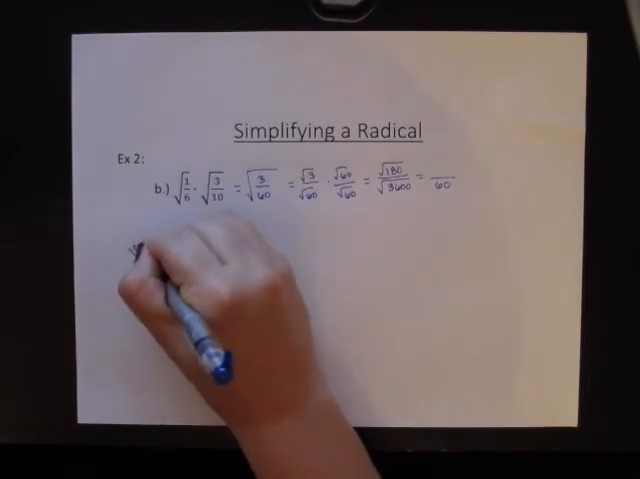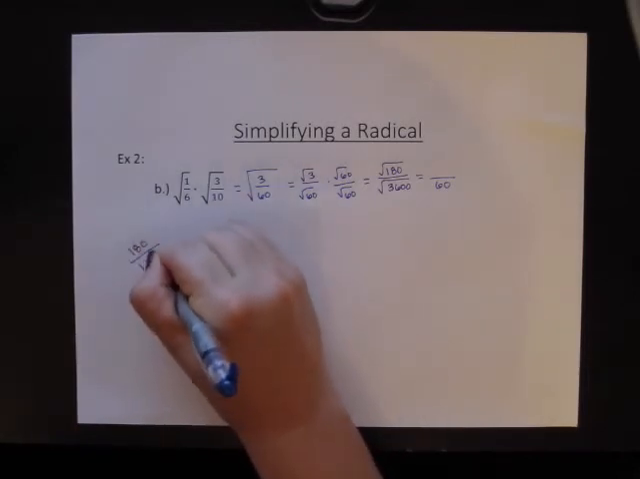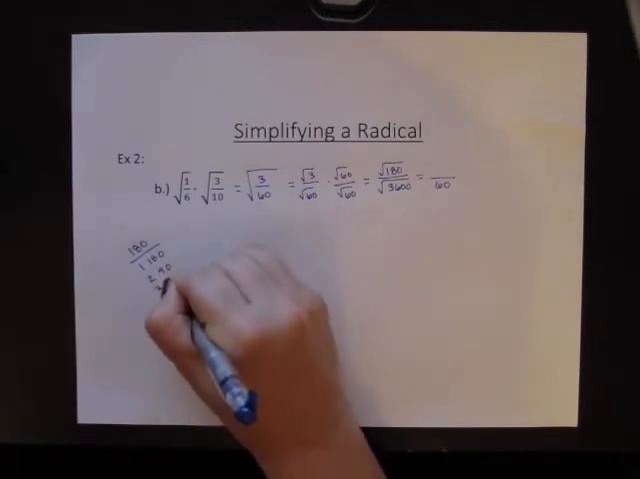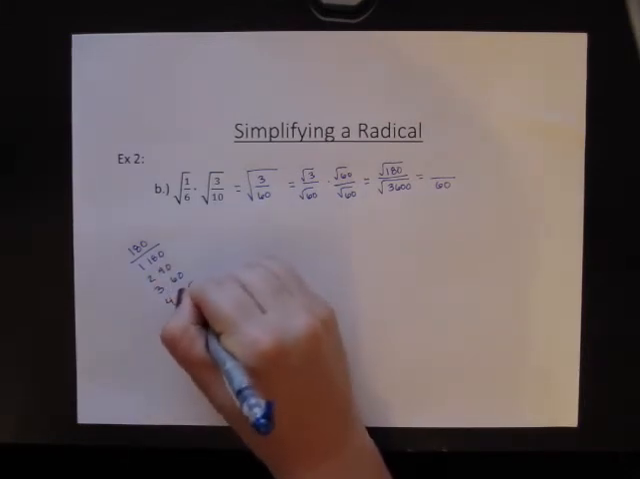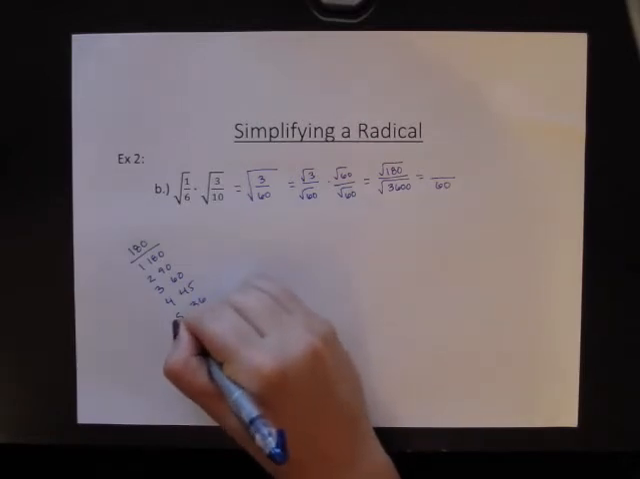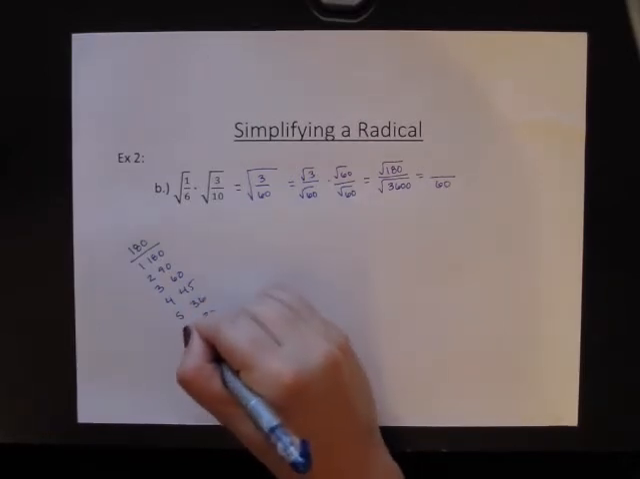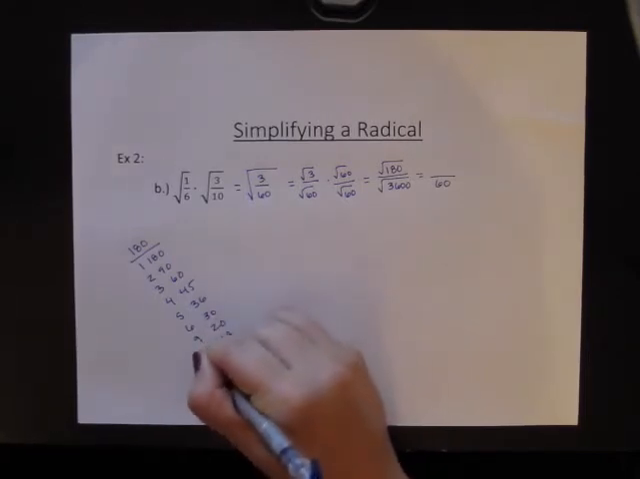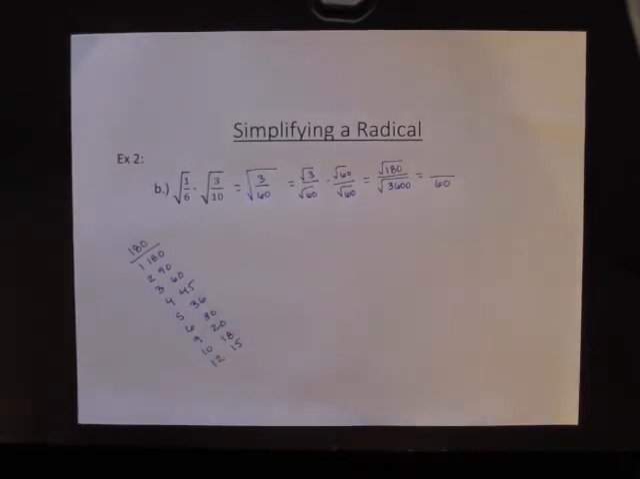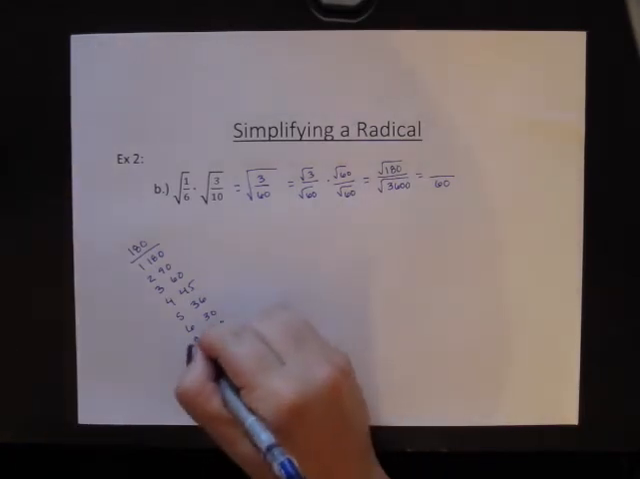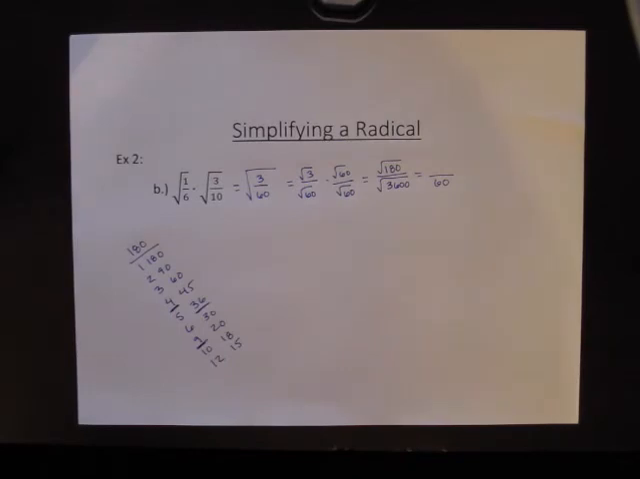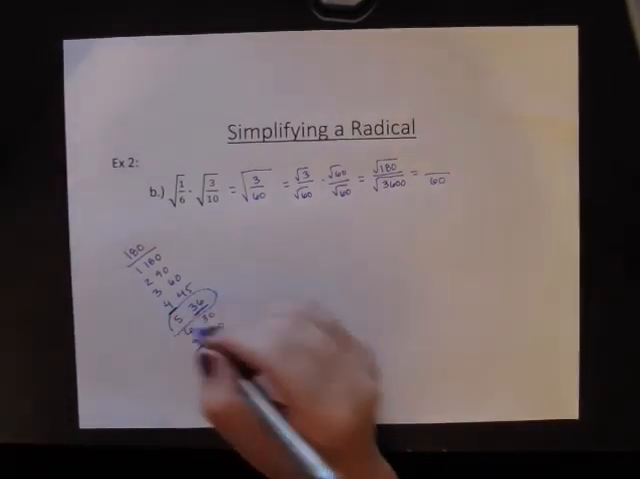First factor is 1 and 180. Second factor is 2 and 90. 3 and 60, 4 and 45, 5 and 36, 6 and 30, 9 and 20, 10 and 18, and the last one is 12 and 15. And remember, I'm looking for perfect squares, so I've got 9, 36, 4, and I think that's it. My largest one is going to be the 36, so that's the one that I'm going to use.